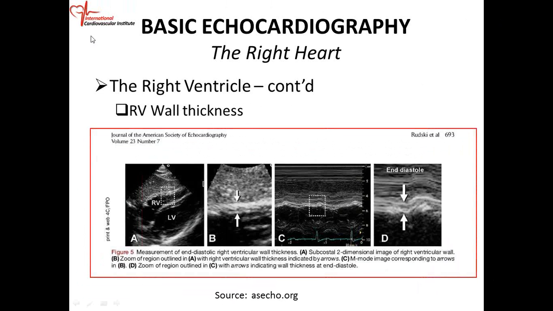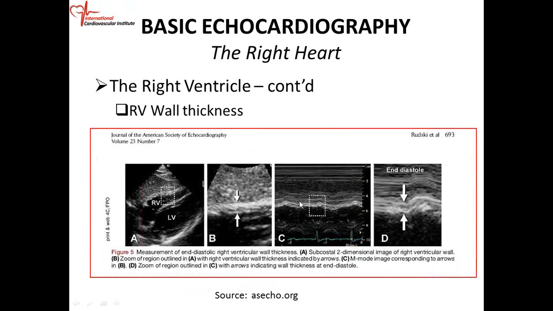Okay, so this is a subcostal view right here. And of course, the right side of the heart is right against the liver, and the RV wall is right here. Okay, so you can zoom it up. You should zoom it up and then measure it. Anything greater than 5 millimeters, or 0.5 centimeters, suggests that there's RV thickening.